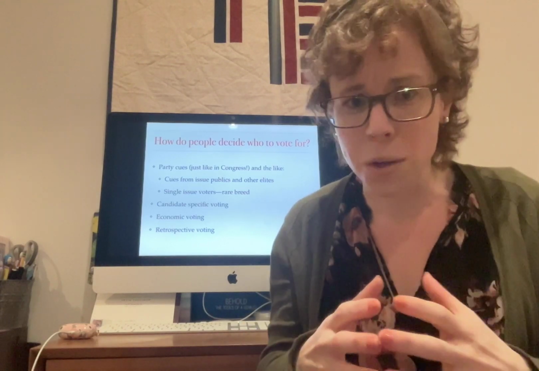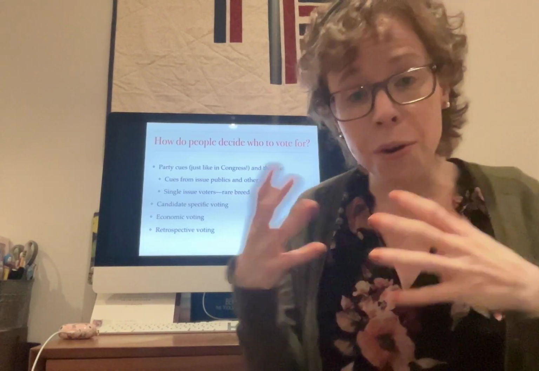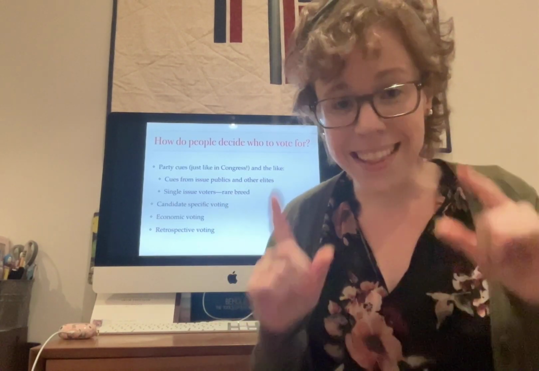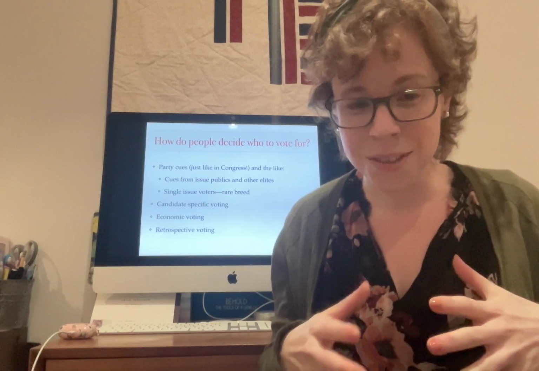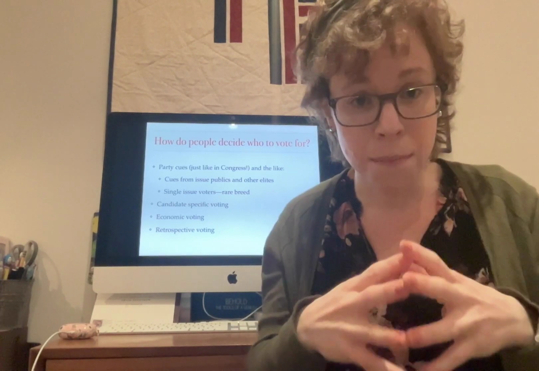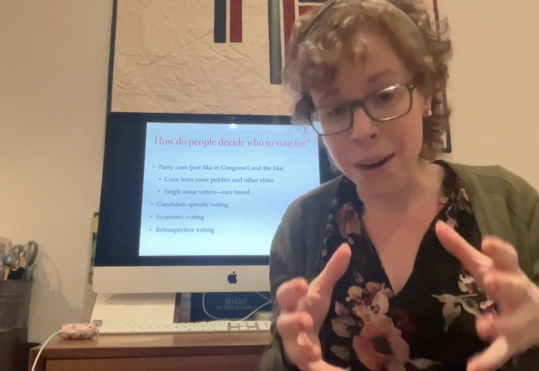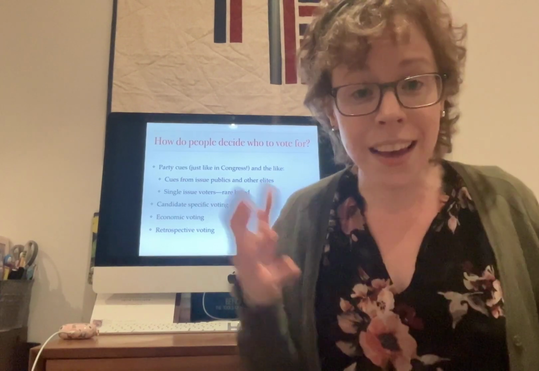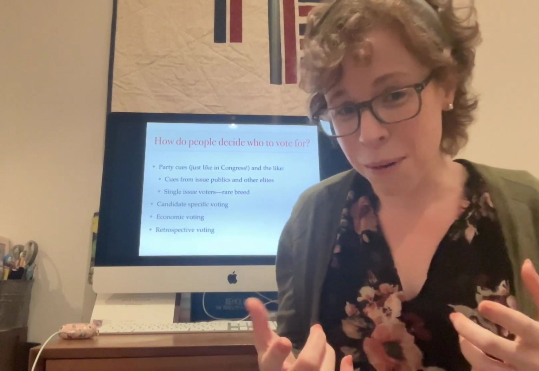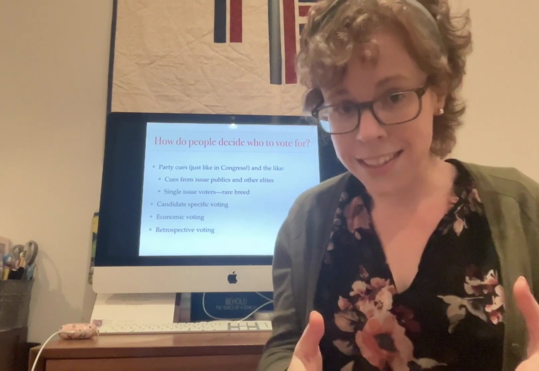But it's not the only way, right? Sometimes people use other cues. They might look at how other elites are voting. And this is especially important in primary elections when there aren't party cues, right? Because primaries are held within a party. So if you're a Democrat, everyone in the Democratic primary will be a Democrat. If you're a Republican, everyone in your Republican primary will be a Republican. So you can't use party cues. But you can use the cues from other elites.